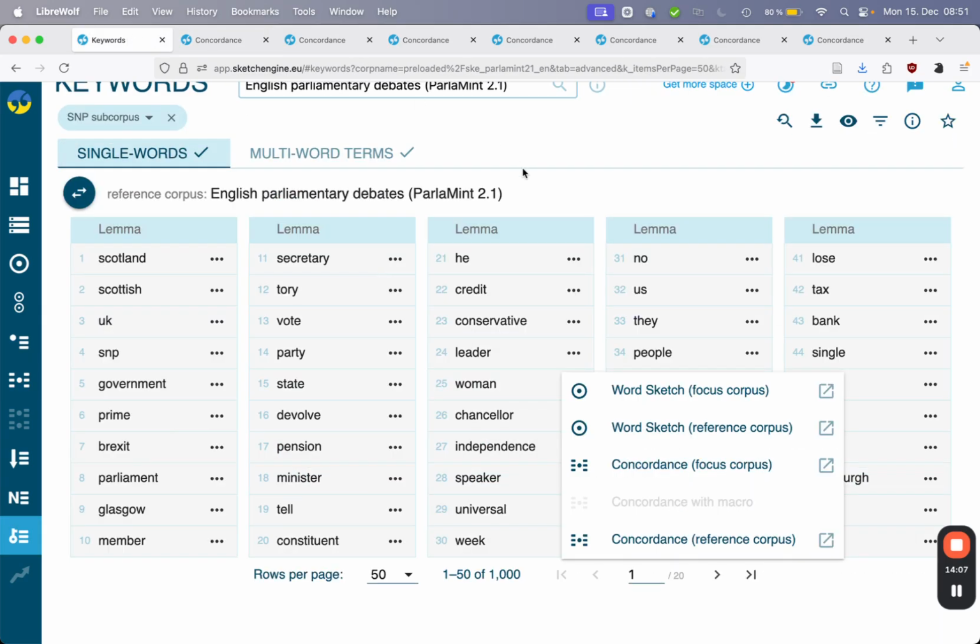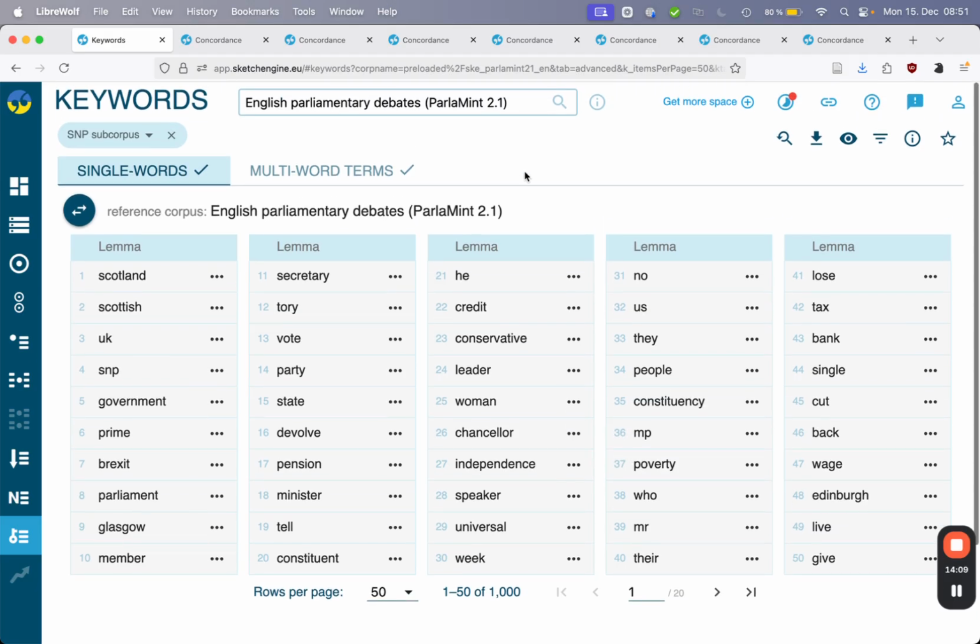So that's keywords, and for this we are using sketchengine.eu, which requires an account, and some universities have an institutional account. This includes the University of Cologne, so try it out if you can.